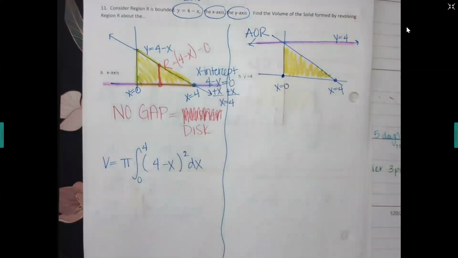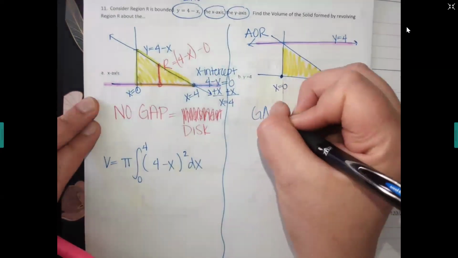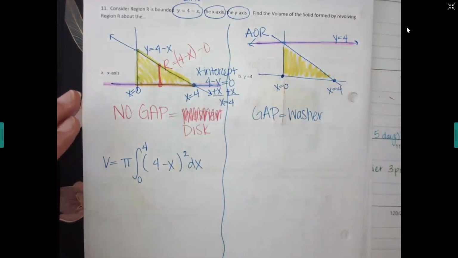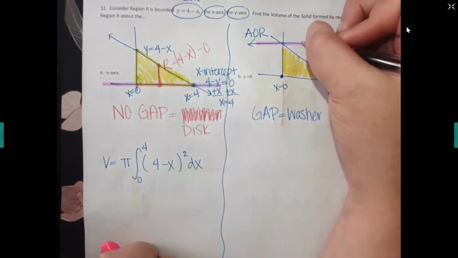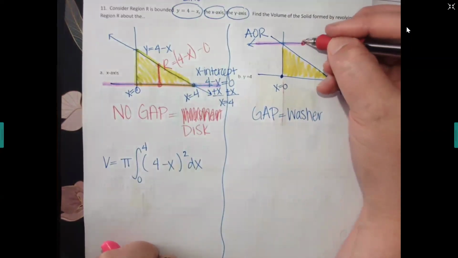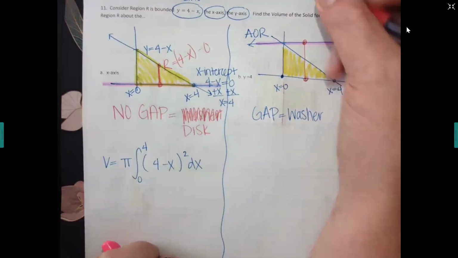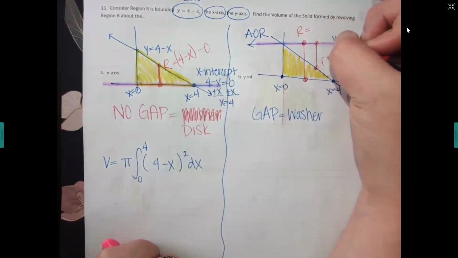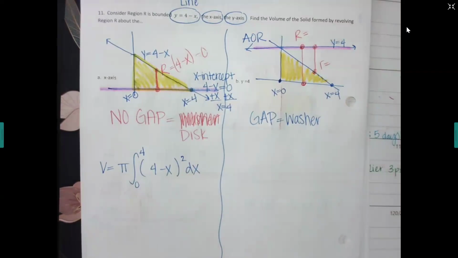Okay, so question, do I have a gap or no gap? Yeah, and if there's a gap, that means that this is washer method. And if it's washer, you're going to have 2 R's, but they both start at the axis of rotation. Capital R goes farther than little r. So capital R is going to go from here to where? All the way to the x-axis. That's big R. And then little r is going to go from here to here. Because remember, little r has to be shorter. It has to go to the closer boundary.